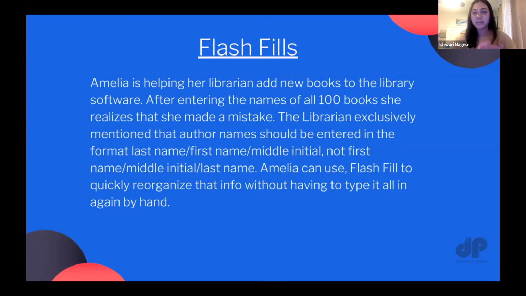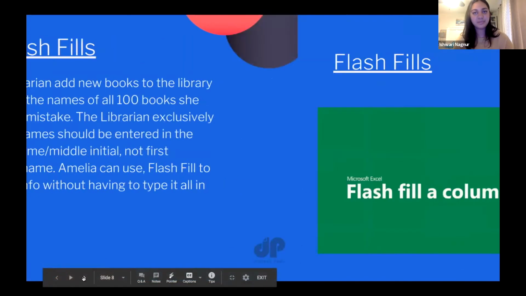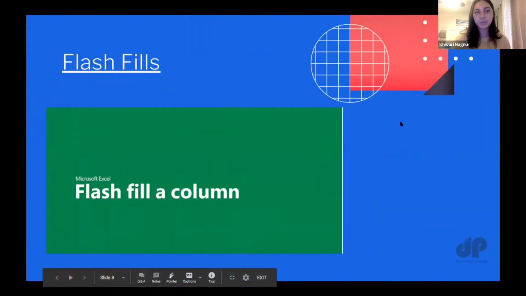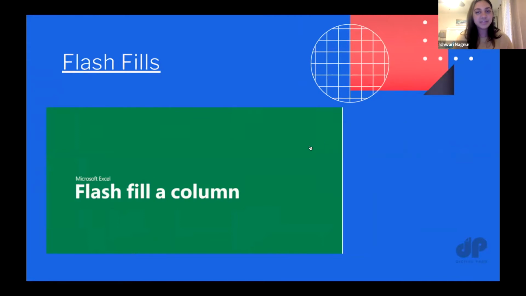So here, Amelia can use flash fill to quickly organize the information without having to type it all in again by hand. So obviously with 100 books, that would be so much to go through 100 authors and have to rewrite their names all over again. So using flash fill, we're able to quickly reorganize this information and save a lot of time. So here we're going to watch a quick video on flash fills in Microsoft Excel, and then we'll go through the scenario with Amelia.